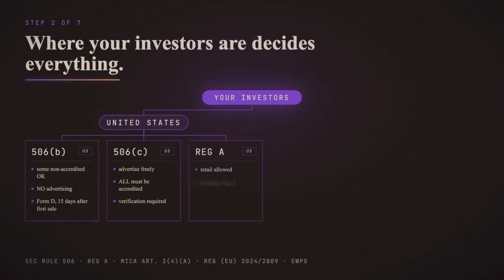If you want retail investors, Regulation A is the route, capped at $75 million a year in Tier 2. But it is a real review. Staff must qualify you before your first sale, and then you are subscribed to ongoing reporting.